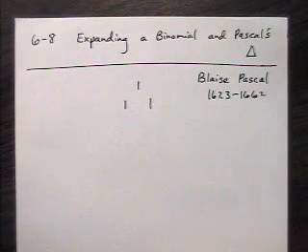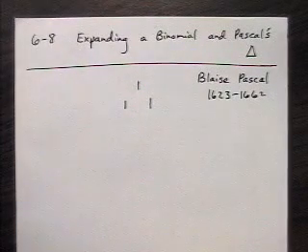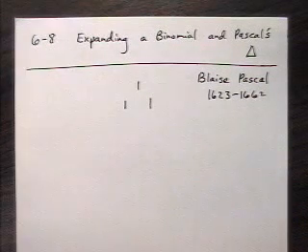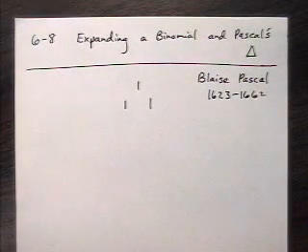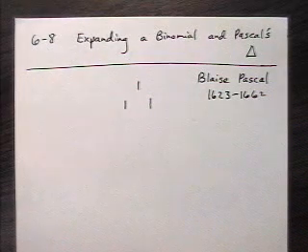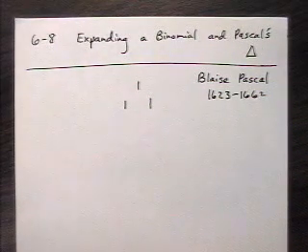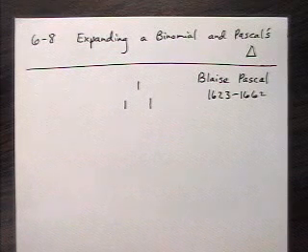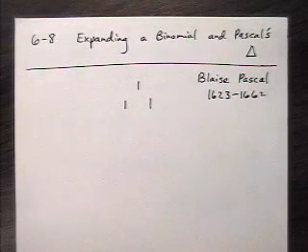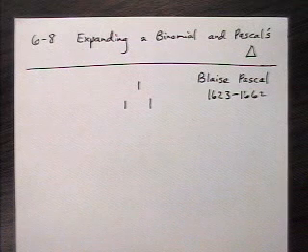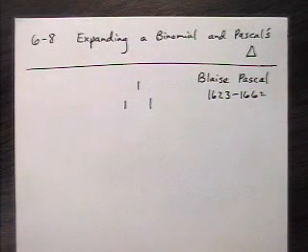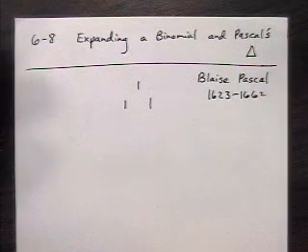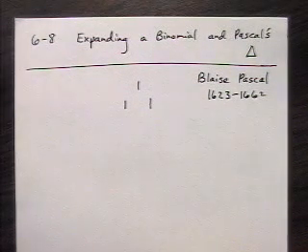Okay, in 6-8, expanding a binomial and the Pascal's triangle, we are only going to cover objective 1, which covers example 1 and example 2. We are not going to do example 3 and 4. So don't look ahead in the book and get confused. If you do look in the book, don't think that we're going to do more of that. That's for something else.